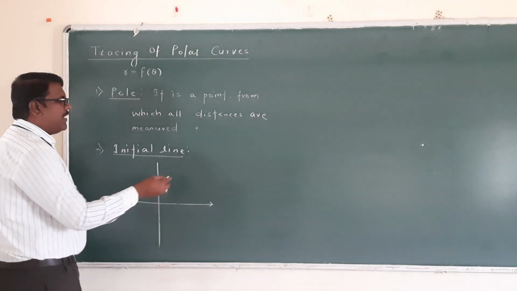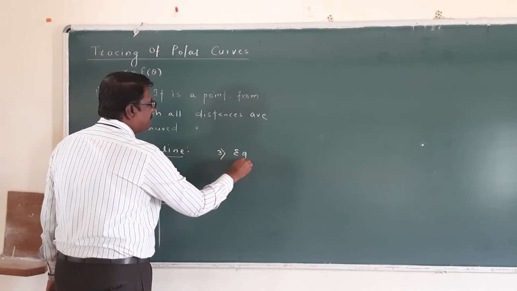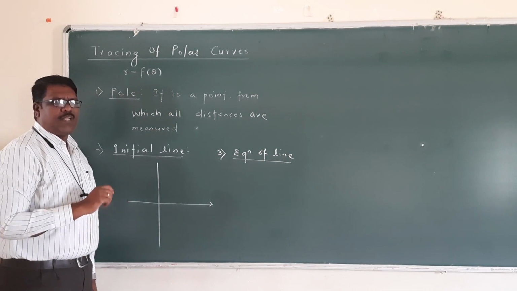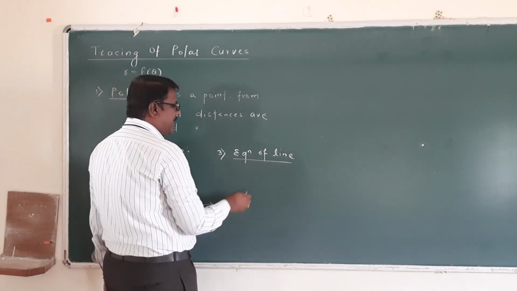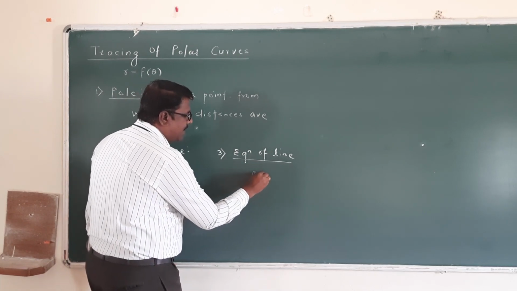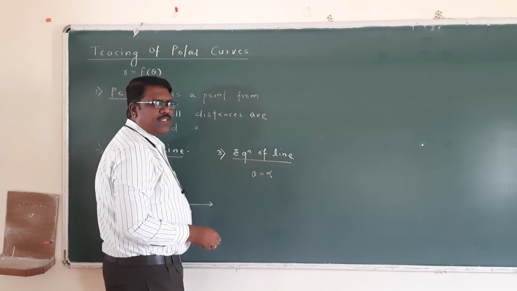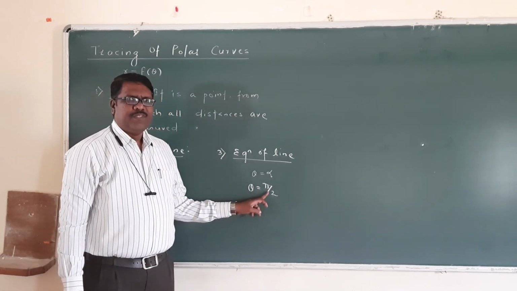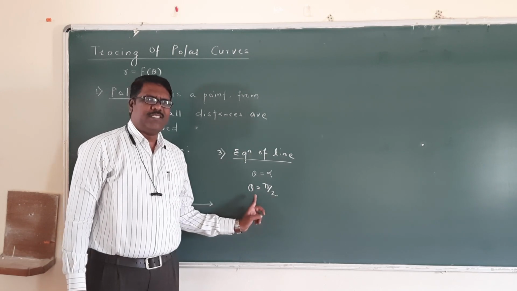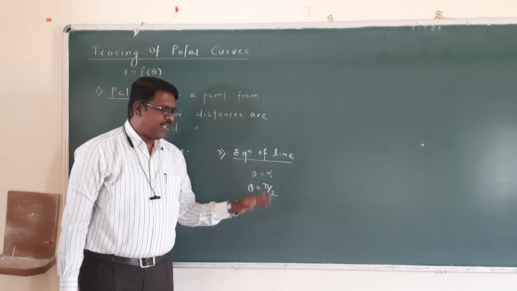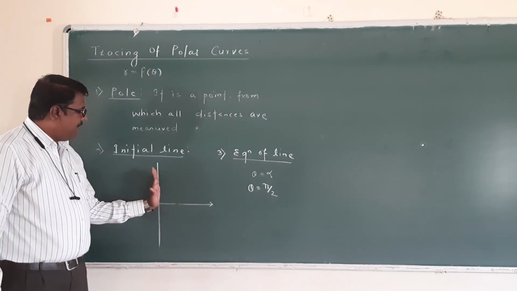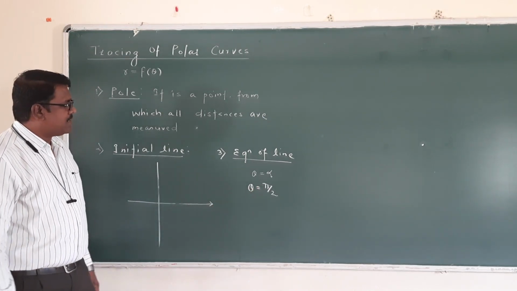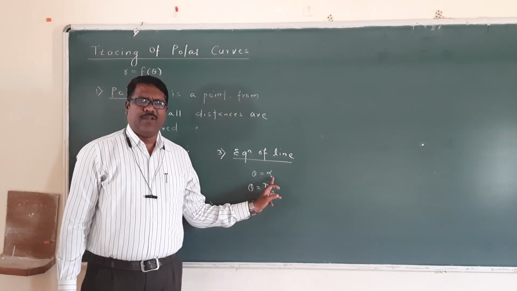The third definition which we require is the equation of a line. How do we represent any line in the polar system? The line in the polar system can be represented as theta is equal to alpha, where alpha is a constant. If I write theta is equal to pi by 2, actually it is an angle, but this is the line which is at 90 degrees from the initial line. So the equation of this line is theta is equal to pi by 2. So any line in the polar system can be represented as theta is equal to alpha.